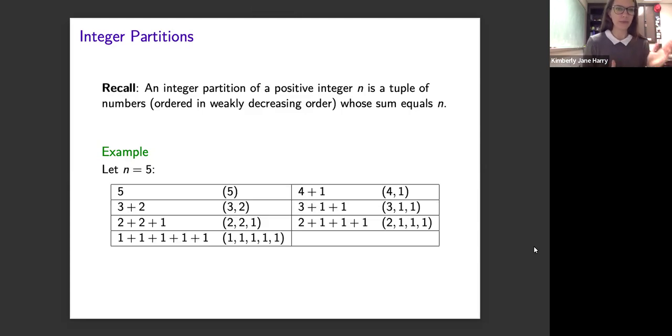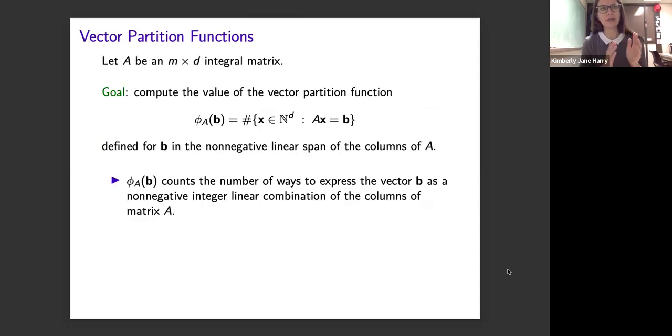So we have 3 plus 2. Notice that we have it arranged in weakly decreasing order. 2 and 2 and 1, that adds up to 5. So these are all the different options that we can think of as integer partitions. Okay, so let's talk about a vector partition function.